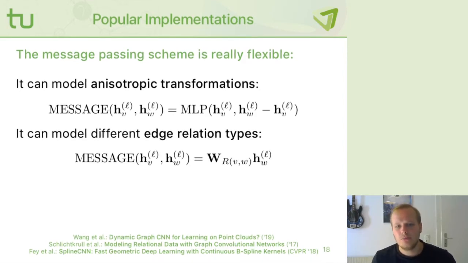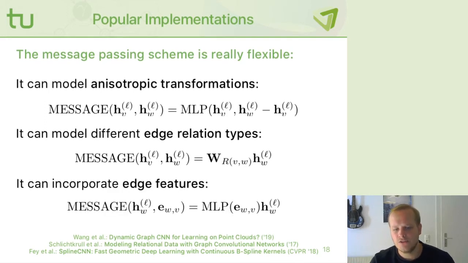Another formulation may allow for learning on graphs with distinct edge types, for which we may use different weight matrices dependent on the edge type r between the node v and the node w. And for graphs for which we have rich edge features, we may want to transform them based on their specific edge features.